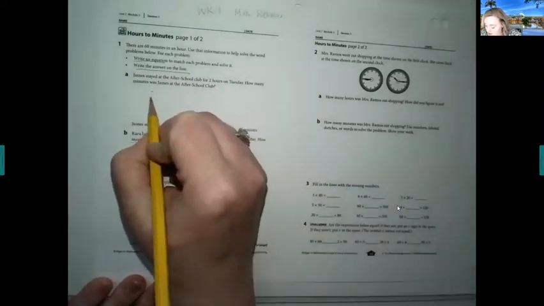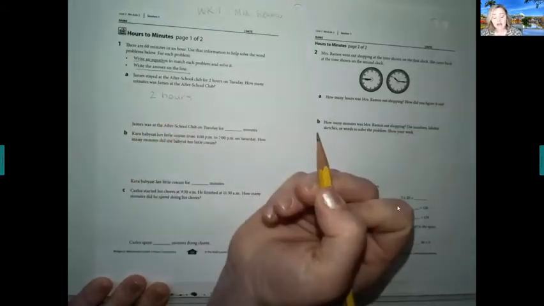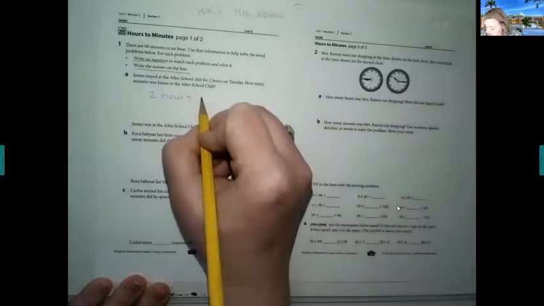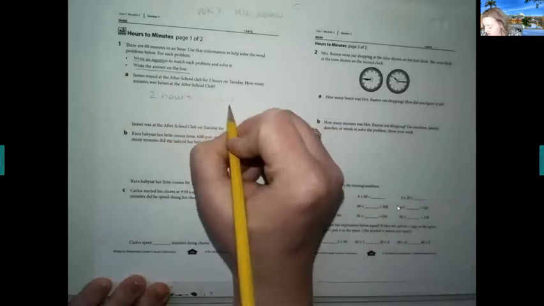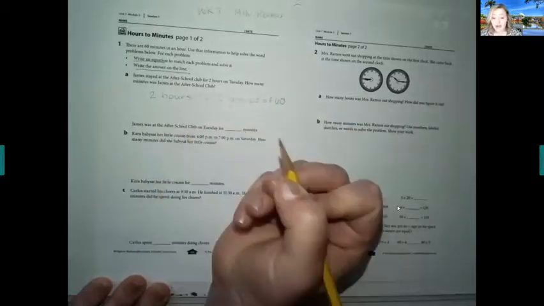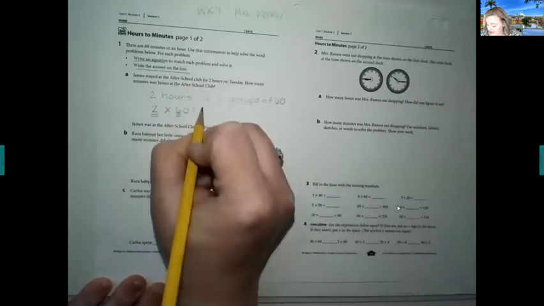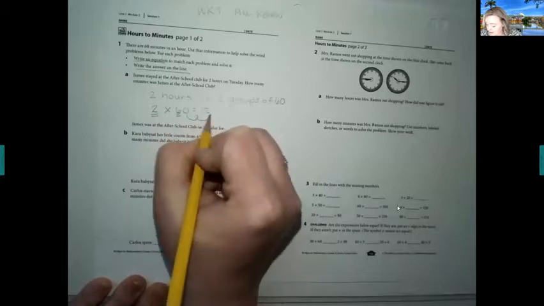So if we have 2 hours, and 2 hours is 2 groups of 60, my equation would be 2 times 60. I know that 2 times 6 is 12, and loop over the 0 for the 0 trick, and we know that 60 plus 60 is 120, so then I can write.